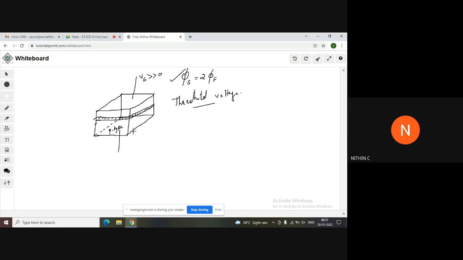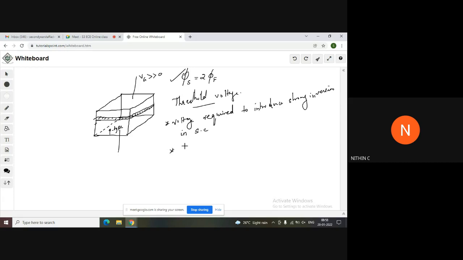So, you can note the point. The voltage required to introduce strong inversion in a semiconductor is called the threshold voltage.